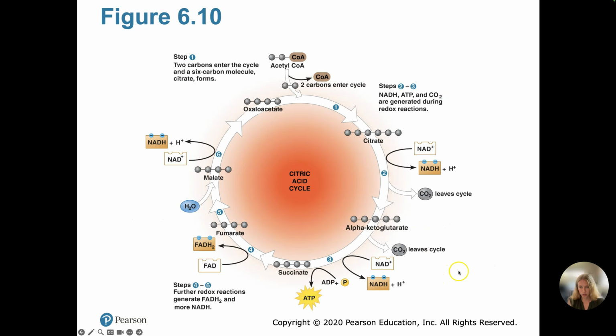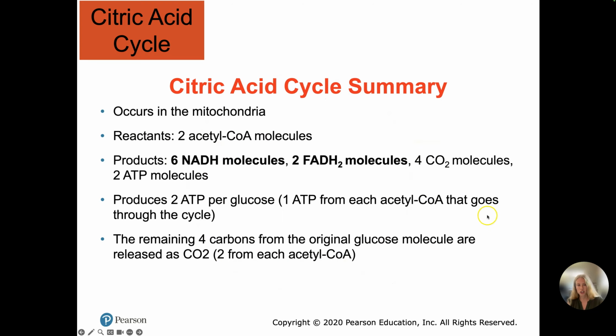We didn't look at the CO2, so we'll look at that really fast. From one cycle, we can see that we have 2 carbon dioxides leaving the cycle. So from 2 cycles, there would be 4, which matches up with these products here. The citric acid cycle produces 2 ATP per initial molecule of glucose, just because each acetyl-CoA that goes through the cycle produces 1 ATP. So per 1 molecule of glucose, the citric acid cycle will turn twice because 2 acetyl-CoAs enter that cycle. The remaining 4 carbons from the original glucose molecule are released as CO2, 2 from each acetyl-CoA. So each time the cycle turns again, 2 carbon dioxides are released.